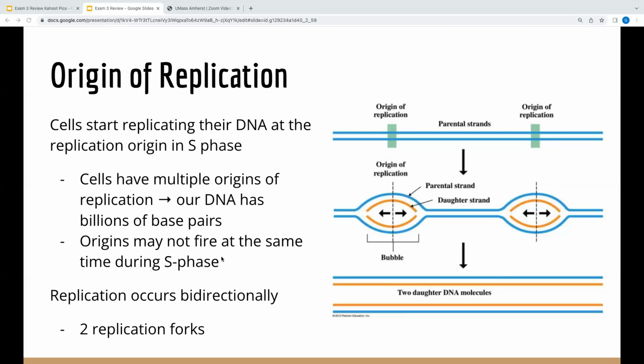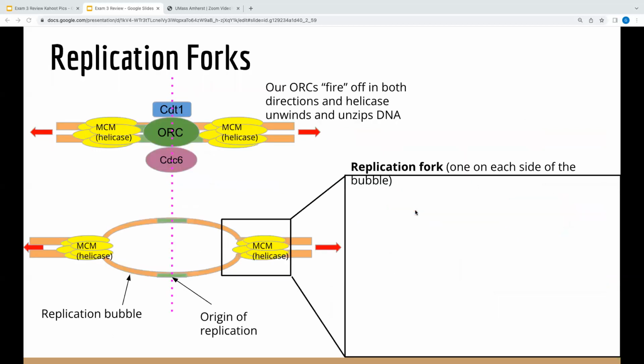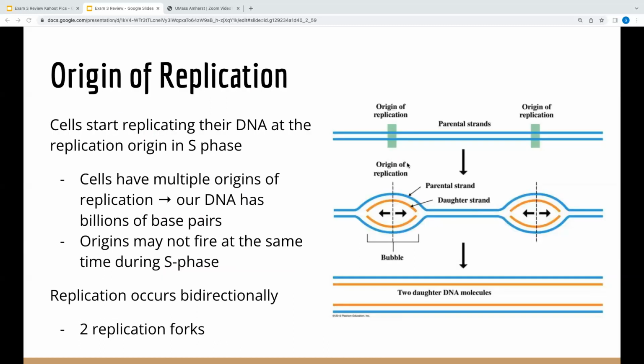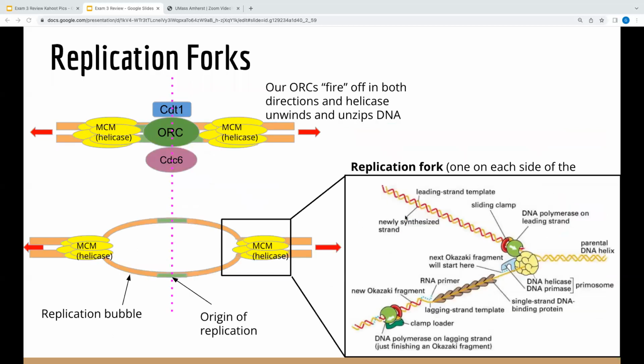And so once a DNA origin of replication fires, it can't refire again during the same S phase, so that the DNA can't be replicated more than once. And cells will have many origins of replication because the DNA has billions of base pairs. You need many of these firing in a cell in order to get all of the genome copied in a timely fashion. And just again, every origin of replication has 2 replication forks moving in opposite directions.